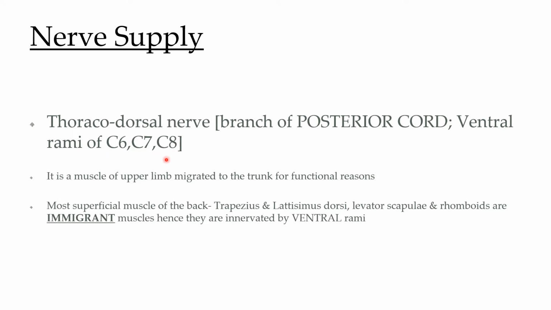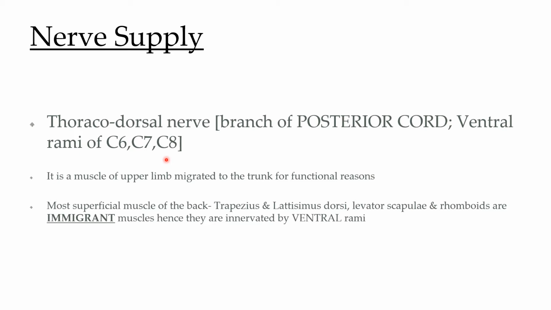Now, the point here is that latissimus dorsi is located on the dorsal side of the body wall, and hence it should get the nerve supply from the dorsal ramus of the spinal nerve. But thoracodorsal nerve is formed by the ventral ramus of the spinal nerve. Then why is it so that the muscle which is located on the dorsal side of the body wall is deriving its nerve supply from the ventral ramus of the spinal nerve?